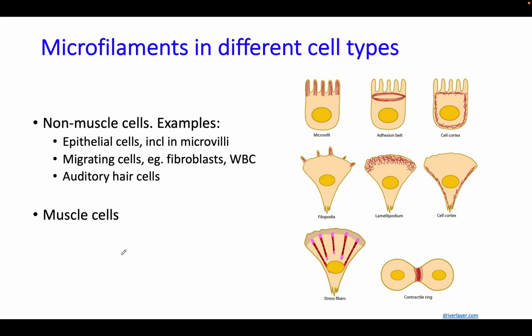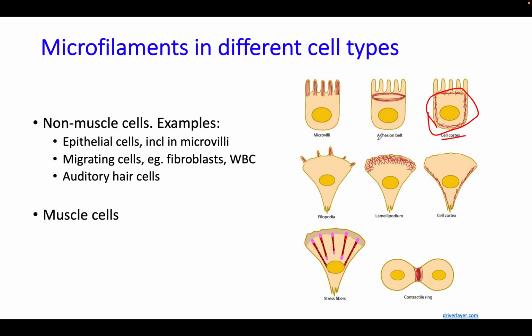Microfilaments are found in just about all cell types. In non-muscle cells, some examples include epithelial cells, including in the microvilli of epithelial cells. Let's look at the graphic on the right. On the far side, we see them around the periphery of these epithelial cells, helping to maintain the shape of the cells.